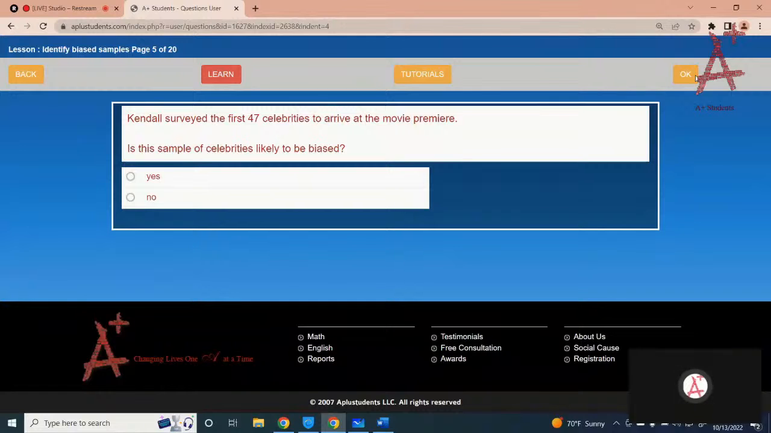Okay, Kendall surveyed the first 47 celebrities to arrive at the movie premiere. Is this sample of celebrities likely to be biased? Yes, because he just knows the 47 celebrities. Got it? And some celebrities were not at the movie premiere. That means it is likely to be biased data. Got it? The answer is yes.